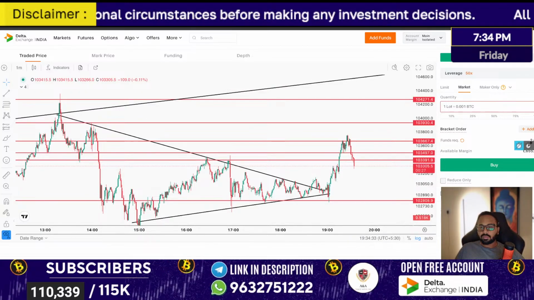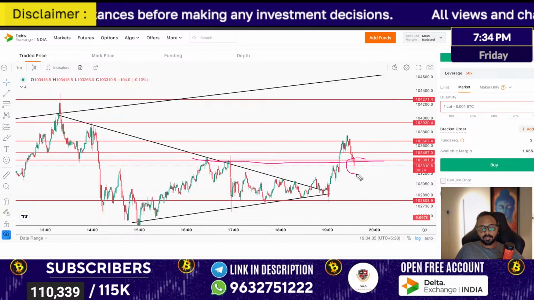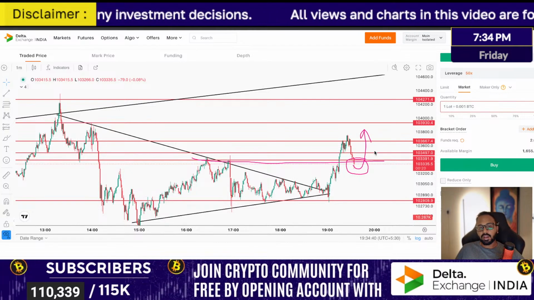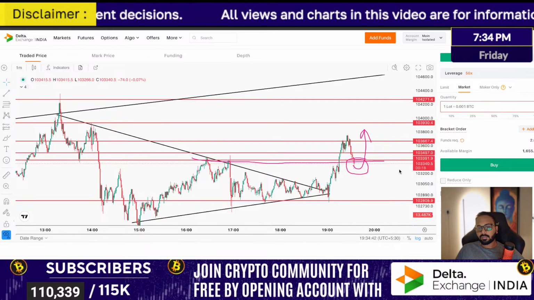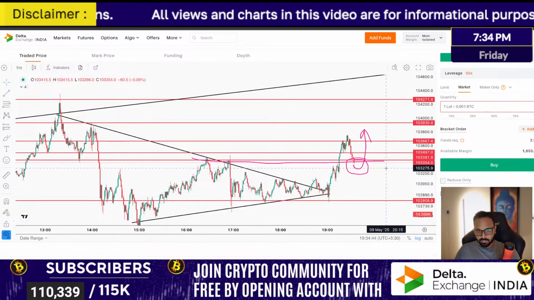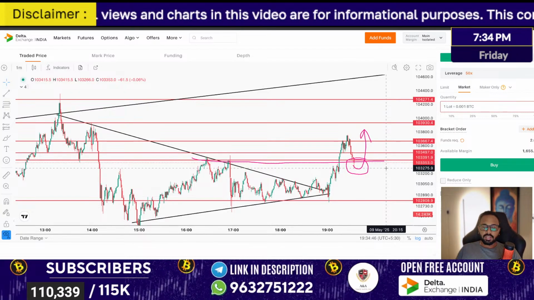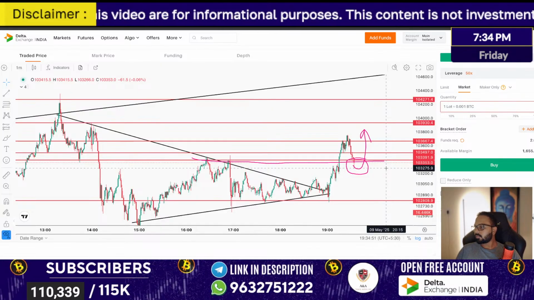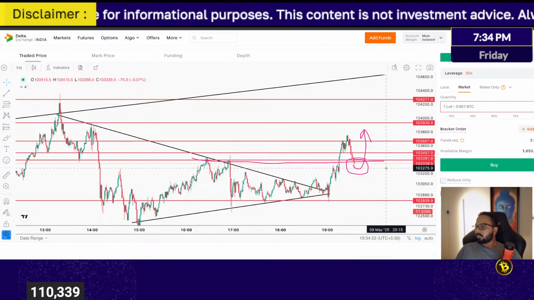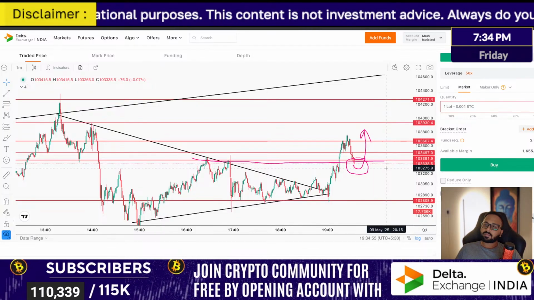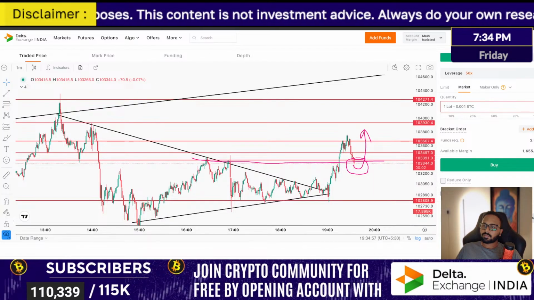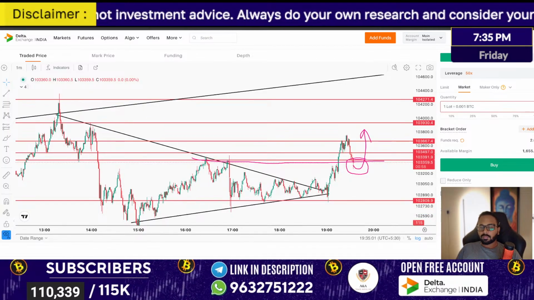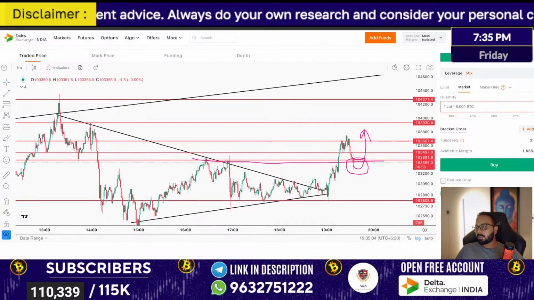See, now the support level is broken, right? There is a very high chance that after the support level breaks, the market can reverse. We'll just see if that is happening. Just 10 more minutes we will look into the market, traders.